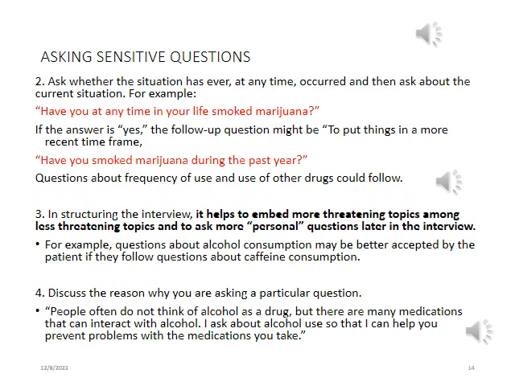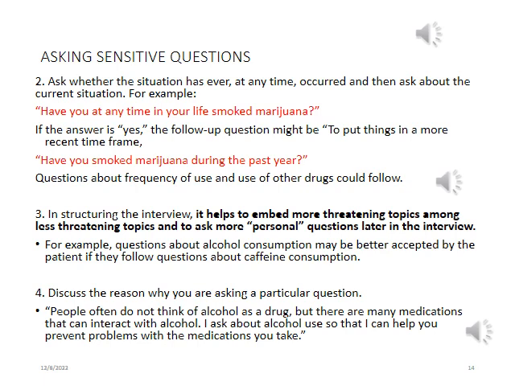Okay, so what about asking sensitive questions? Sometimes we have to ask patients about questions that may be sensitive. So, first, we have to ask whether the situation has ever at any time occurred, and then we have to ask about the current situation. For example, we cannot ask the patient directly, do you currently smoke marijuana and how much if you are? This way should be avoided. Instead, we can ask him, have you at any time in your life smoked marijuana? If the answer is yes, then you can follow with another question to put things in a more recent time frame. Have you smoked marijuana during the past year? This is a sequential way to get the information you want.